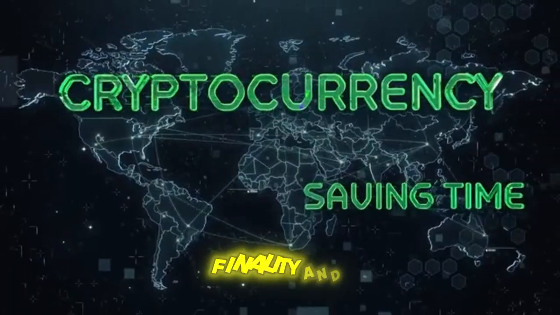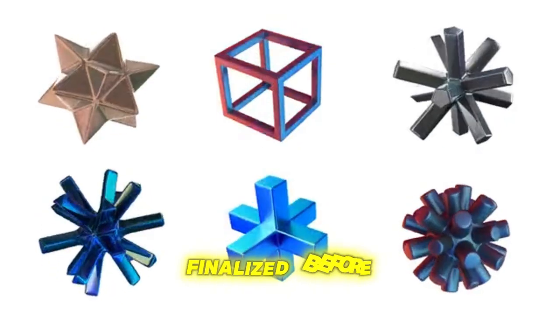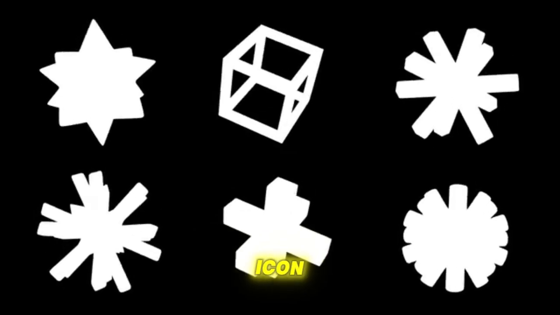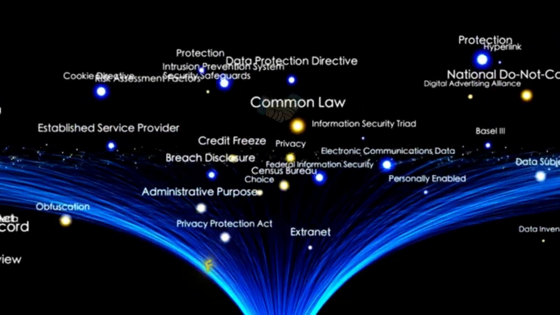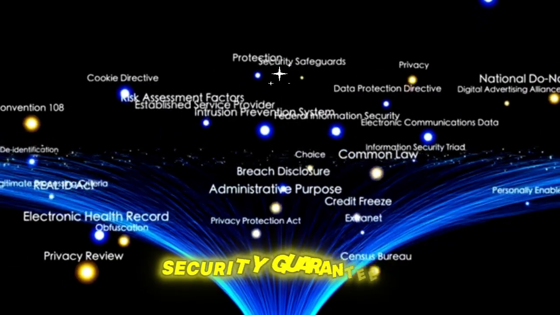Finally, we reach finality and security. Mark each block as finalized before closing with a lock icon. With its novel stake-based consensus, Near achieves sub-second finality and robust security guarantees.